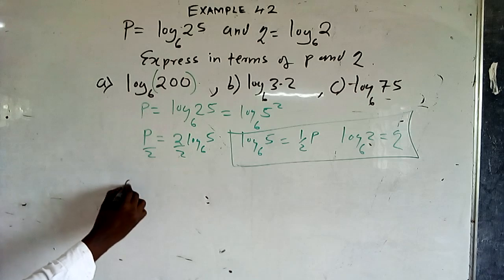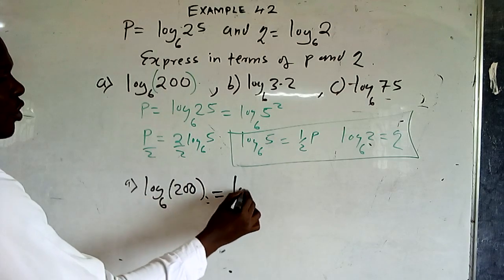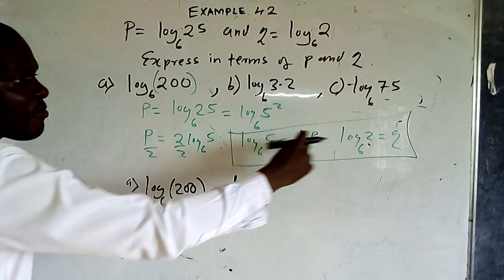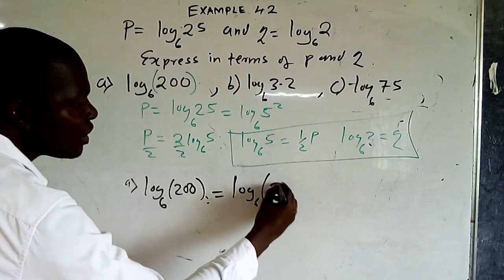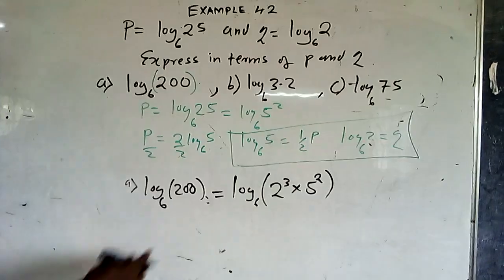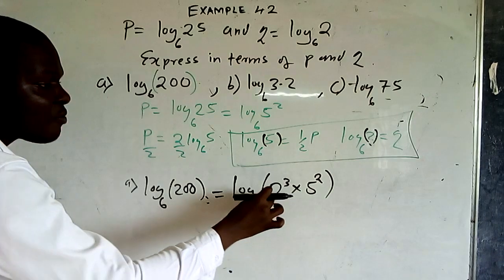So part A, we have log 200 to base 6. What is 200? Can you factorize 200 in terms of 5 and 2? Use a calculator to factorize. 100 is 25 times 4, meaning 200 is 25 times 8. That is 5 squared times 2 cubed. So 200 is 2 cubed times 5 squared. You must factorize it such that you are able to get 2 and 5.